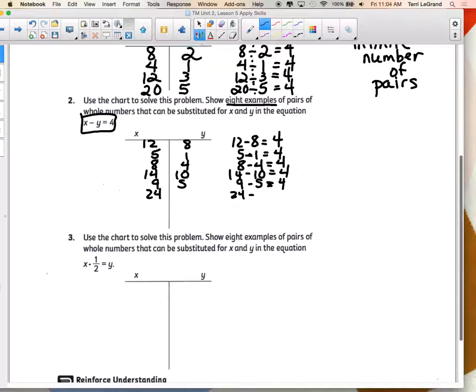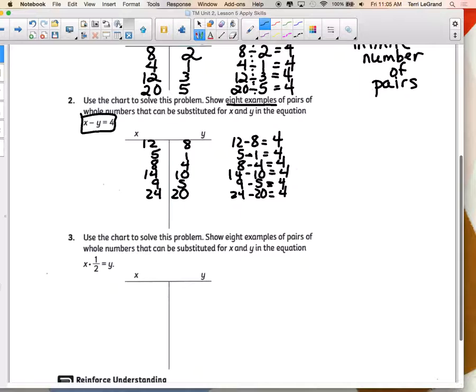24 minus what? Did you say it and I didn't hear it? Nope, remember we gotta use this equation, minus. 24 minus what gives you 4? Come on, you got it. No, help roll class. 16. No, 24 minus what gives us 4? 20.